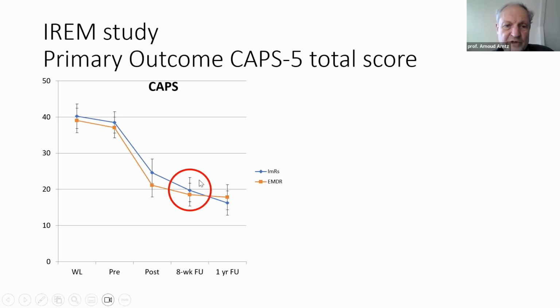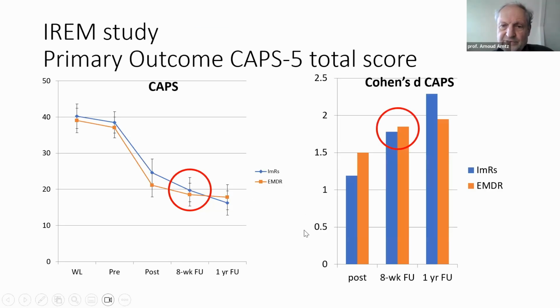And at 8-week follow-up, you see there's no real difference between the two treatments. However, the lines seem to cross here, and that gets clearer with the effect sizes. So these are pre to post effect sizes, and what you see here is that, although not significantly, EMDR in the short term seems to have a bit larger effect size. Then at 8 weeks follow-up, there's no notable difference. And then at 1 year follow-up, there's a crossing. So there is a tendency for imagery scripting to have larger effect sizes than EMDR.